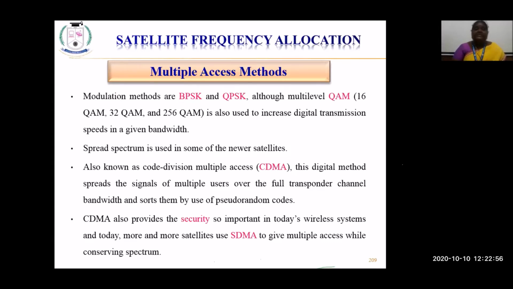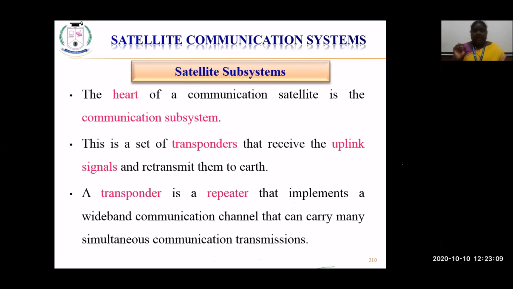So that is the intention of the multiple access methods. Do you understand? The intention of multiple access methods is to accommodate more number of signals within the given channel bandwidth. Okay, so that is about the different multiple access methods.